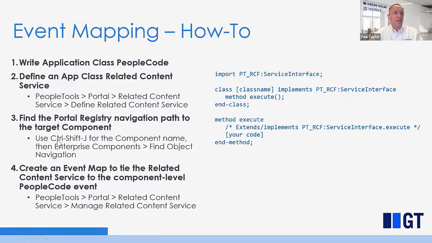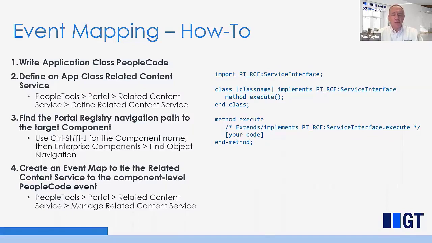You're in the PIA. You're going to find the portal registry navigation to your target component. And then you're going to create an event map that ties that related content service you created to the component level PeopleCode event where you want it to fire.